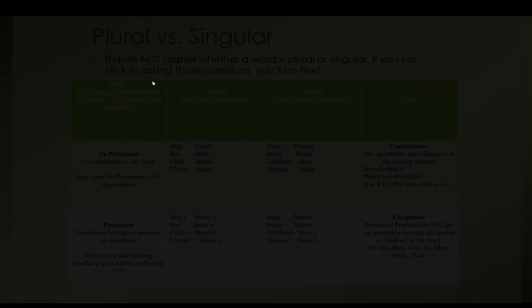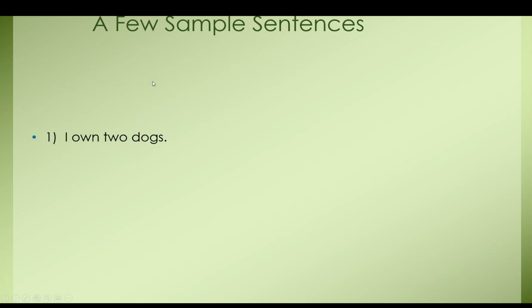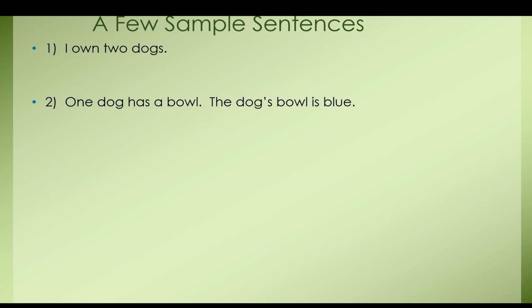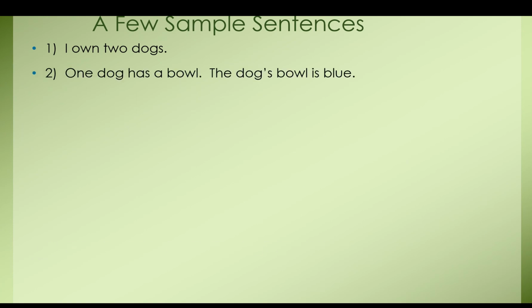Let's get back to this. And some samples. And then we'll do a whole bunch more samples. Stay on for as long as you want. I own two dogs. One dog has a bowl. The dog's bowl is blue. The bowl belongs to the dog, so it's apostrophe S. There is possession. Dog does not end in S.